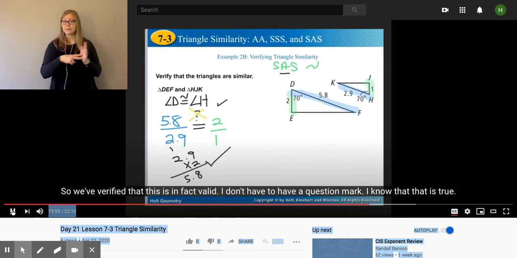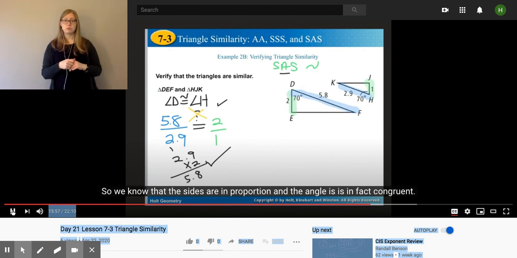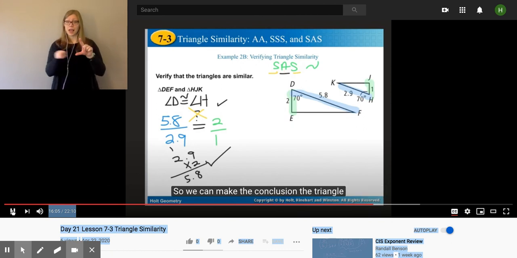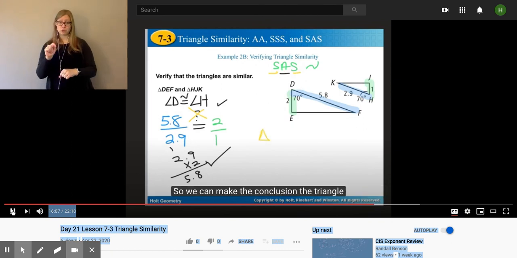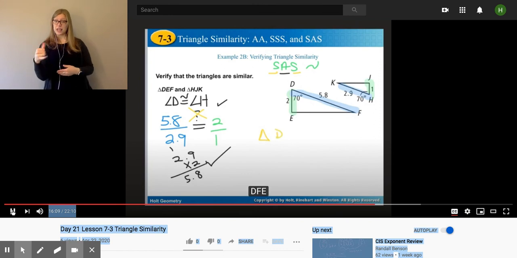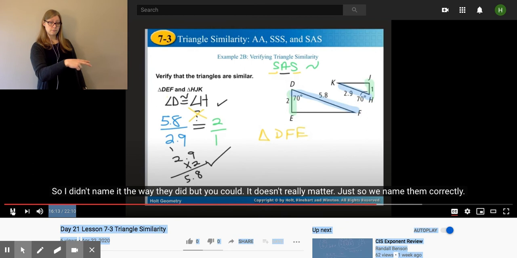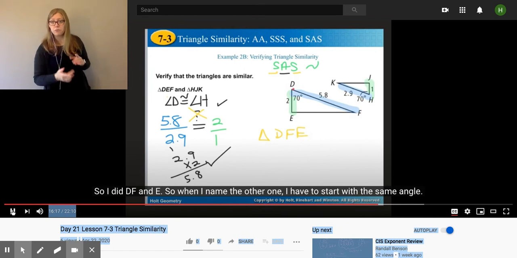I don't have to have a question mark. I know that that is true. So we know that the sides are in proportion and the angle is in fact congruent. So we can make the conclusion that triangle DFE, so I didn't name it the way they did, but you could. It doesn't really matter, just so we name them correctly. So I did D, F, and E.